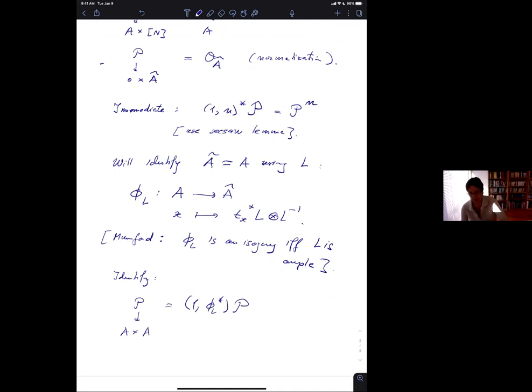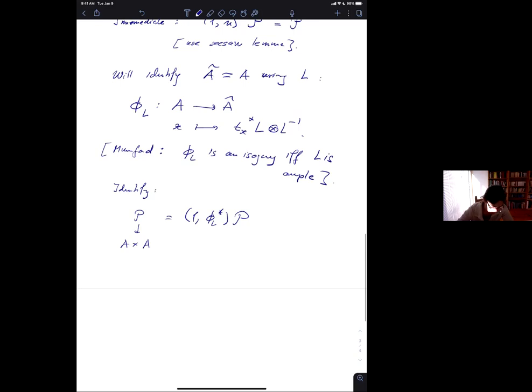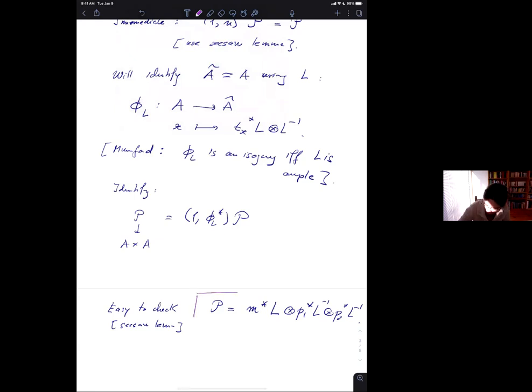An important point which is useful in calculations is that, again, it's easy to check, and you proceed by the same idea with the seesaw, that this Poincaré can be explicitly written in terms of the polarization as follows: it's a pullback under the multiplication map. It's very symmetric, and it's immediate to check. I leave it to you to check, but this is the expression for the Poincaré, and we're going to use this. Okay.